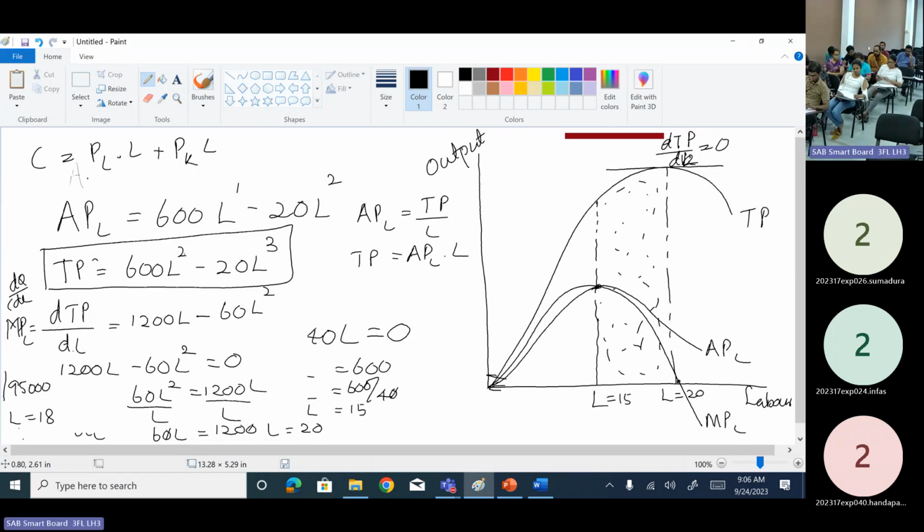So that is the maximum you can produce by adding the labor inputs. You can substitute 20 into the production function and see whether it's above the 95,000. Then you can see the decision. That way you need to answer, using the concepts based on our discussions.